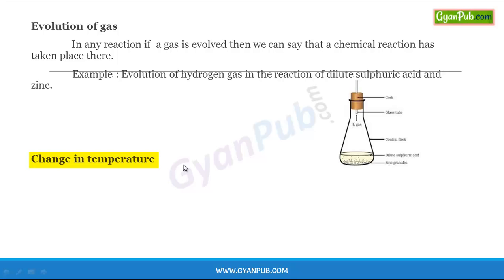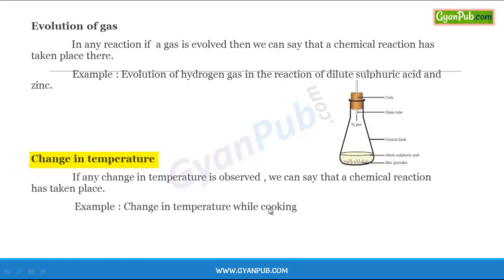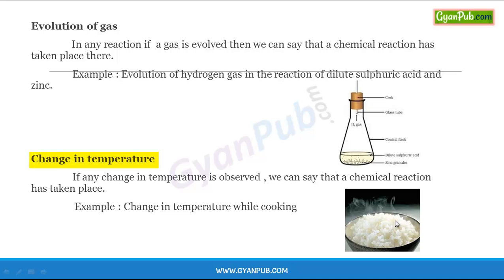temperature. If we observe a change in temperature of the body from its initial condition, then we can say that a chemical reaction has taken place. This is an image of cooking rice, where the initial temperature is changed and rice is formed after changing its temperature, where a chemical reaction has also taken place.